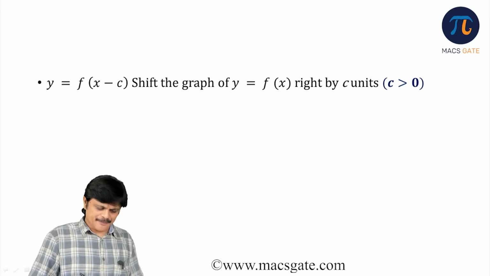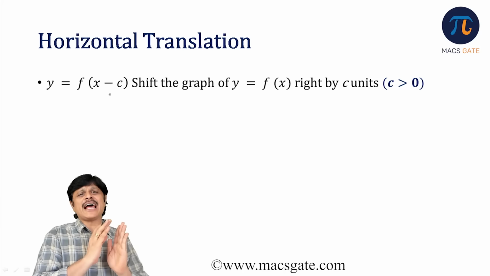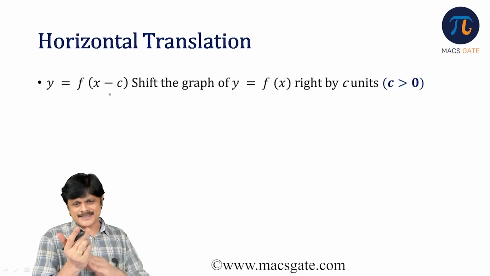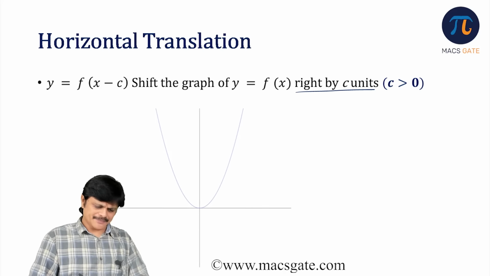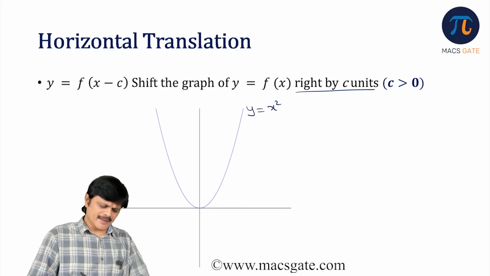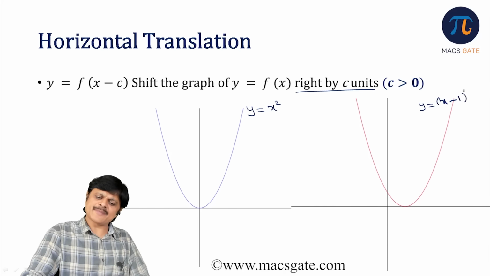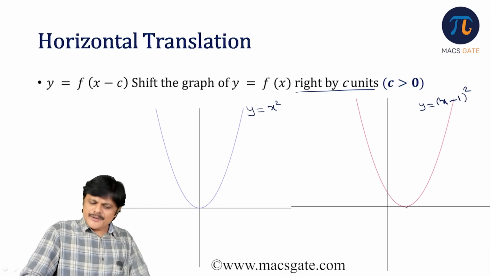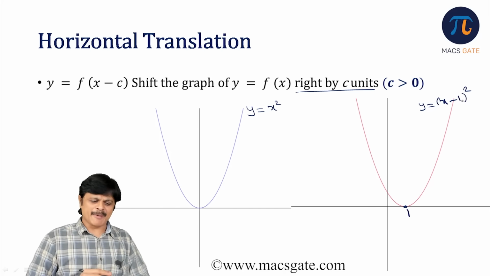Same story when it is x minus c, shifting will happen c units to the right side. Right shift will happen. Let us take the same example, y equals x square and y equals (x minus 1) whole square. One unit right side it will shift when it is (x minus 1) whole square. Please remember this. So this is about horizontal translation.